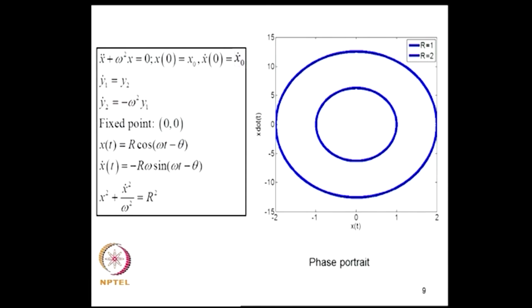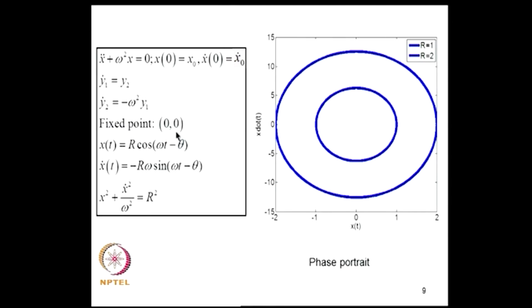Now, again I will write y1 dot is y2, y2 dot is minus omega squared y1, fixed point is 0 comma 0. Now, we can solve this equation. So, x of t we know it is given by r cos omega t minus theta and x dot of t is given by this, where r and theta depend on these two initial conditions. If initial conditions are changed, r and theta would change.